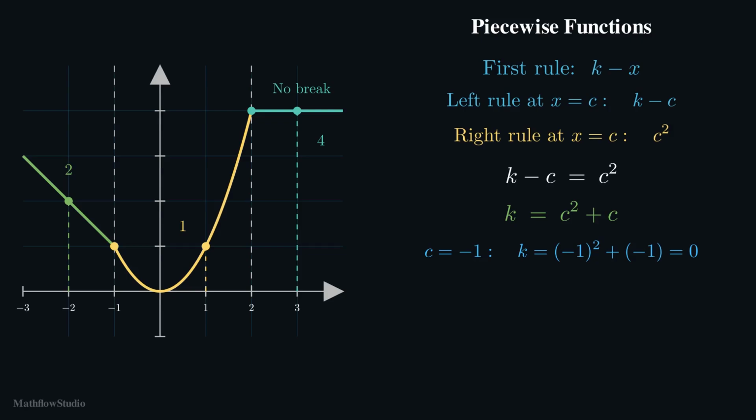Watch the whole piece drop by 1 unit. Every value on that piece drops with it. The height above -2 was 3, and now it is 2. That 0 is an accident of this seam. For any other seam, the constant is the seam squared plus the seam, and it is not 0.